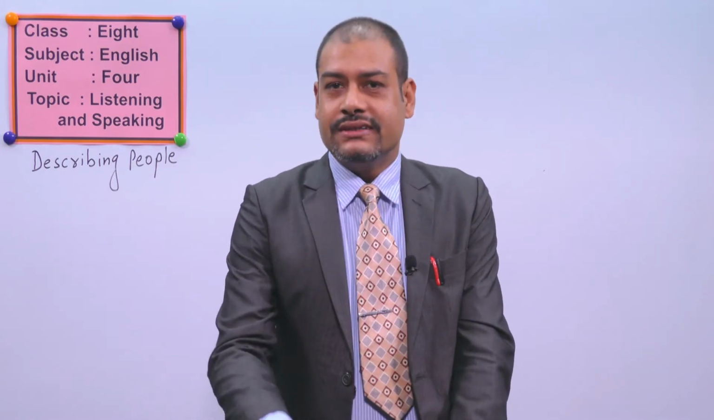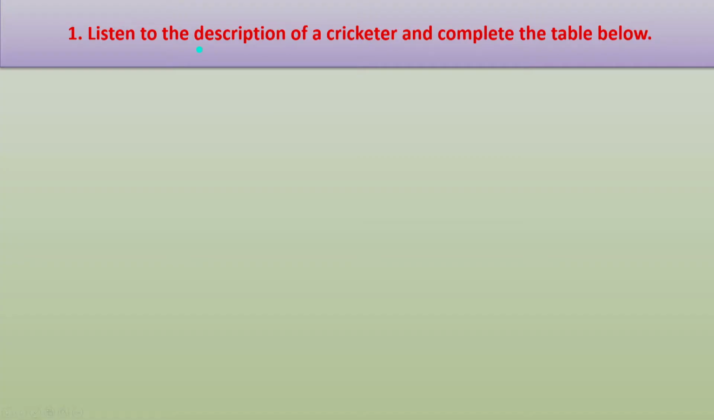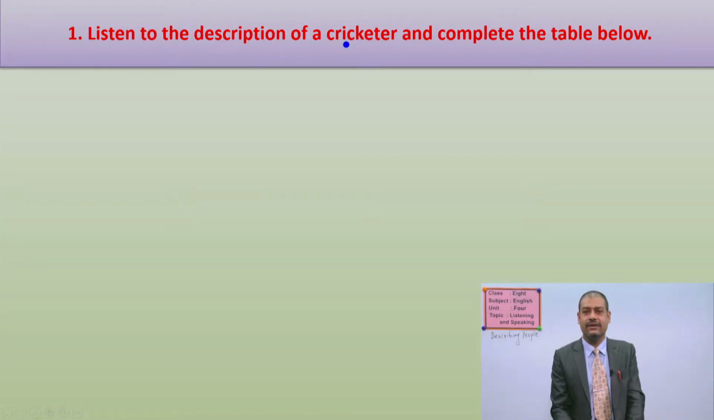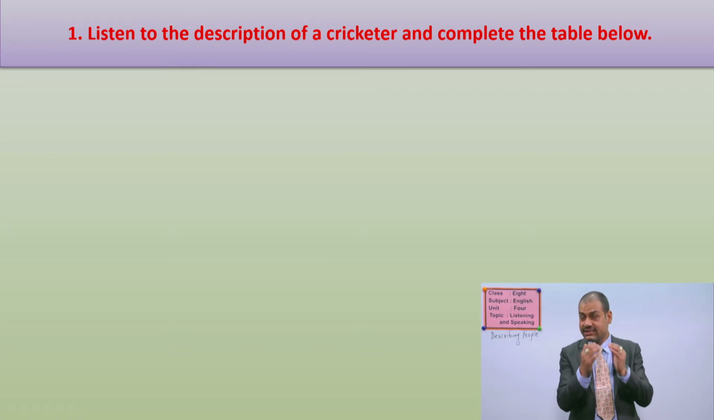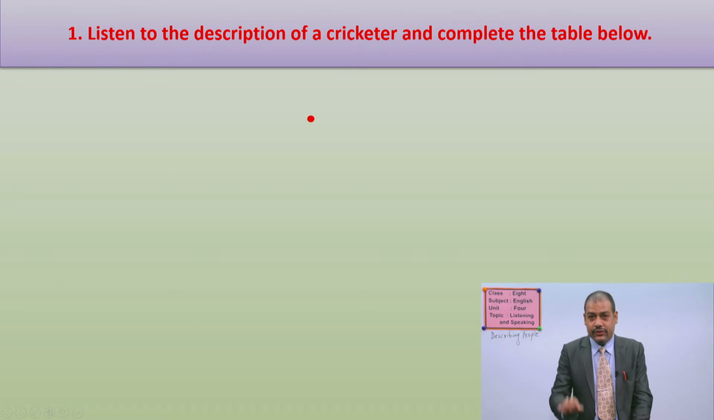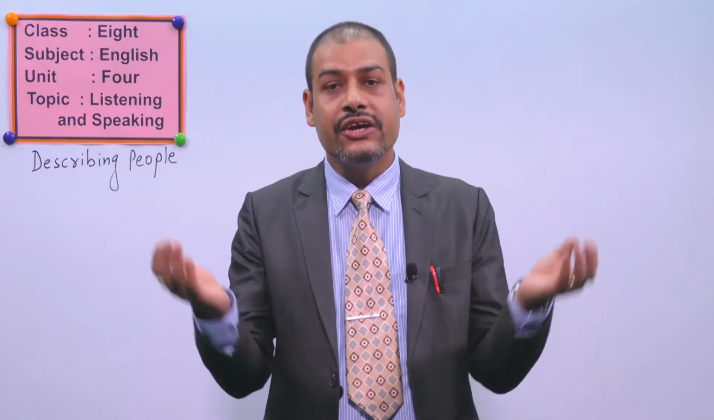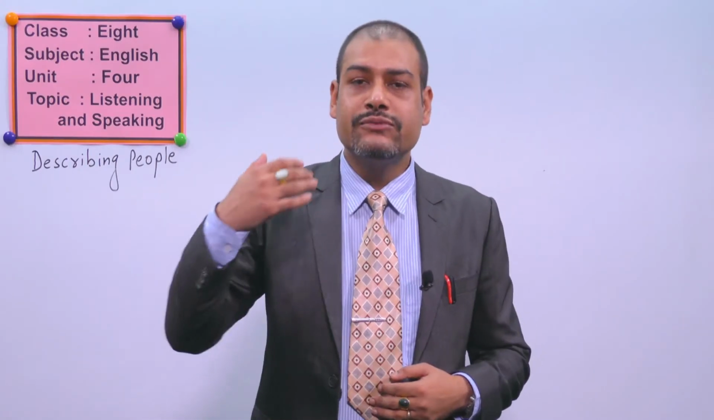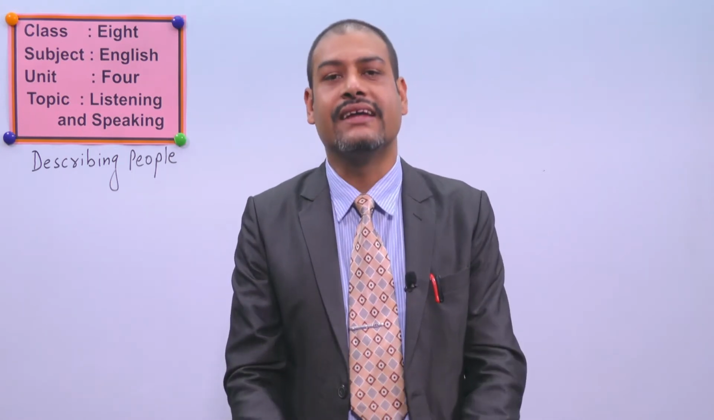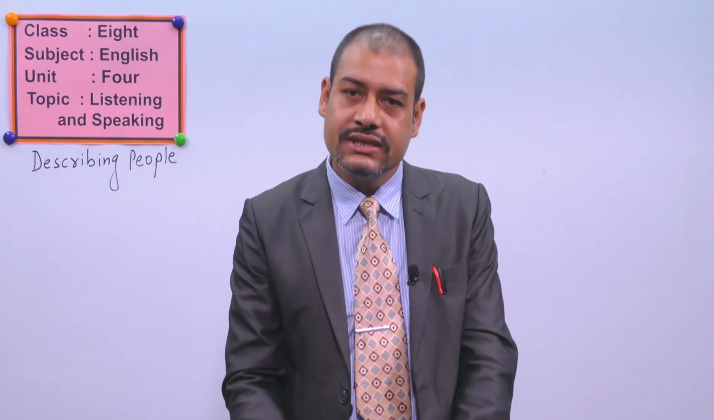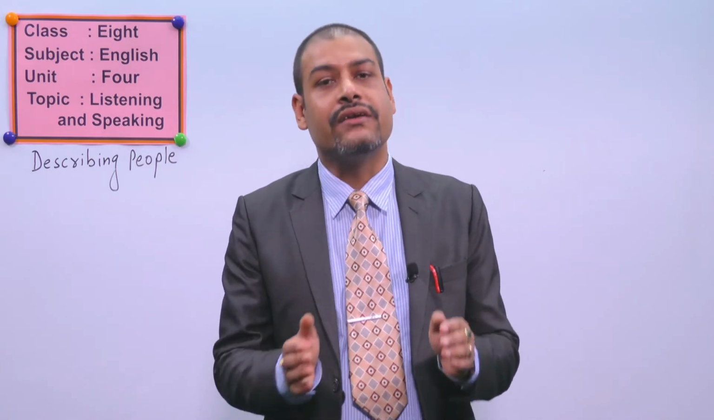Okay. So I want to show you now. Listen to the description of a cricketer and complete the table below. Now there is a description in our audio. Okay. Description of who? Yes, a cricketer. In our audio, you have to find out the name of the cricketer. So first of all, I want to show you the questions. You have to read the questions. You have to be familiarized with the questions and then later on, you have to do this, okay? So first of all, read the questions.